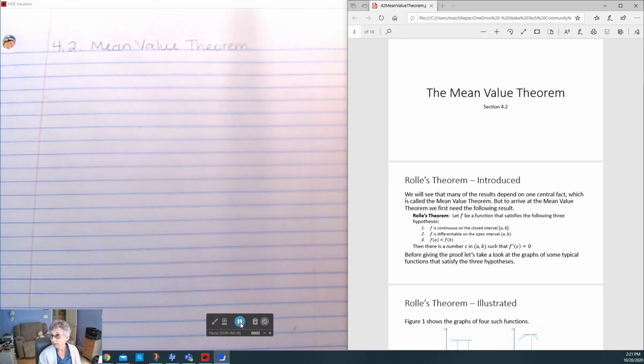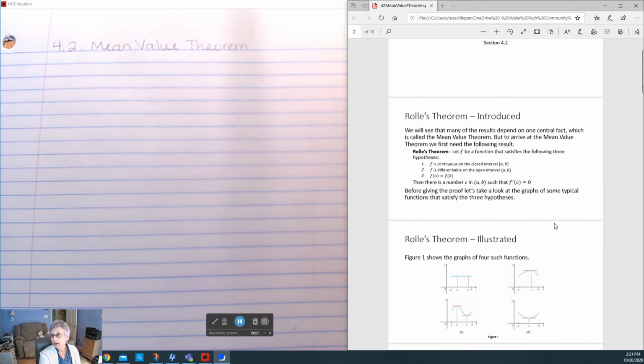We are going back now and picking up section 4.2. Hopefully you've already done the Desmos activity, so you have kind of an idea of what's about to happen. First, we'll start with Rolle's theorem, which is a special case of the mean value theorem.